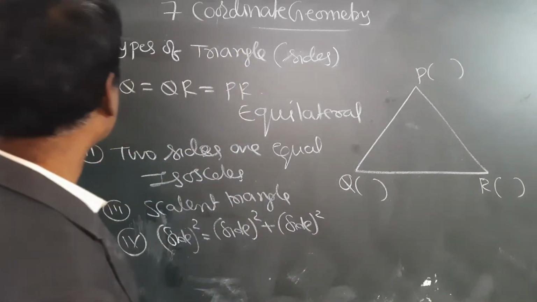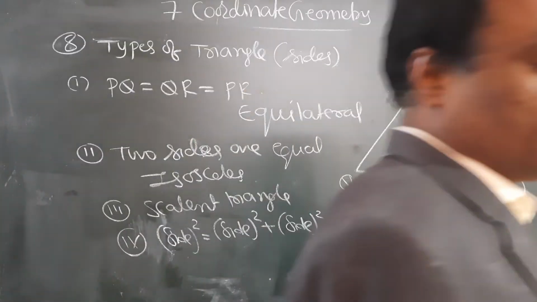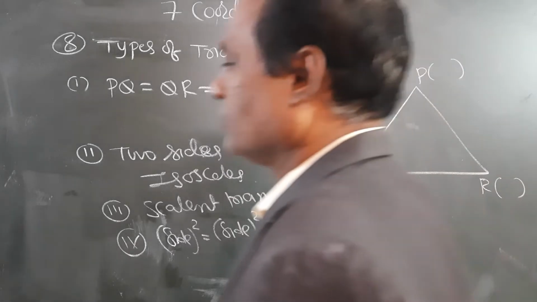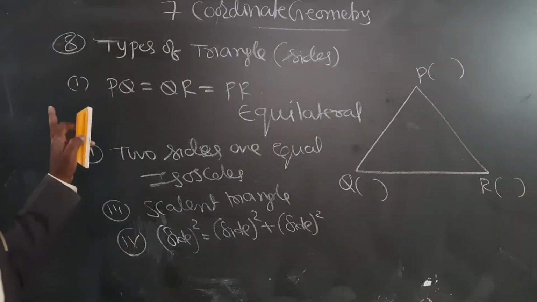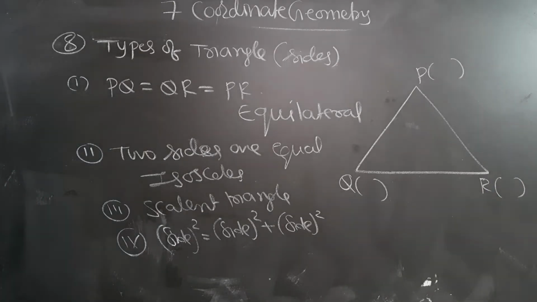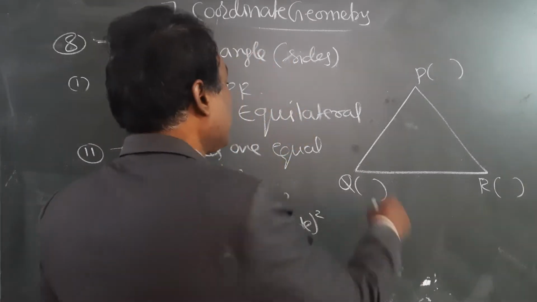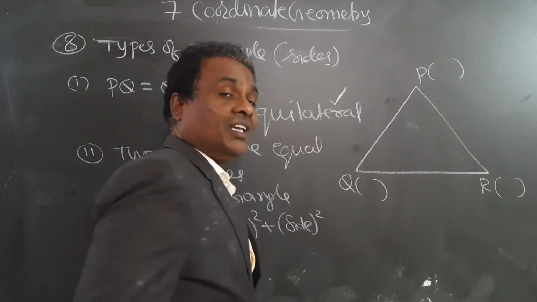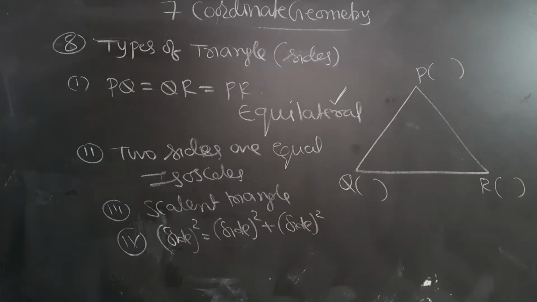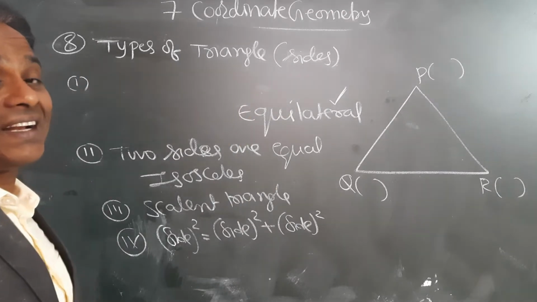Write down, students. Next, 8th point. In a triangle, no need of writing all that, just whatever I dictate you write. If 3 sides are equal, it is called an equilateral triangle.